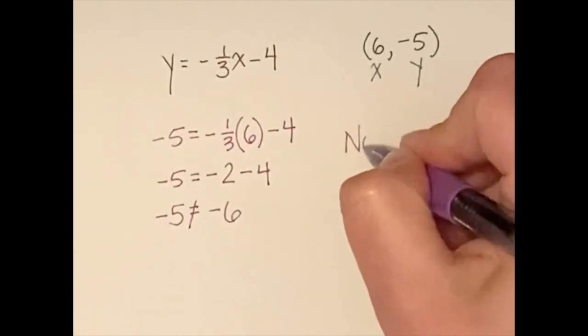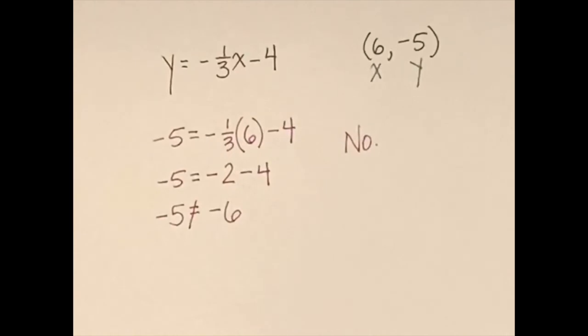So no. This point would not fall on this line. It looks like it might be close, but it does not fall on the line. And we know that definitively because we proved it algebraically. You could also look at the graph, plot all the points, and figure it out too if you'd like. But this is enough for now.